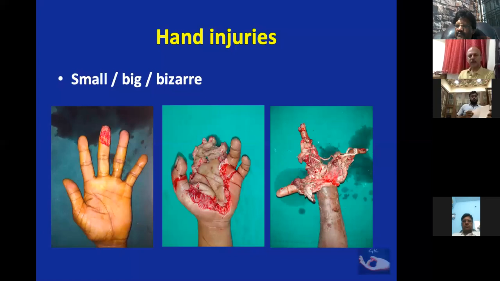Now, that was one lesson that we learned. Sometimes you have injuries like this. Then you have a major problem.